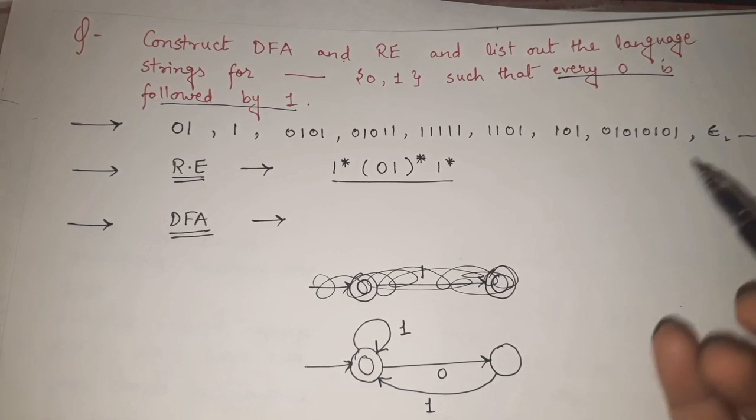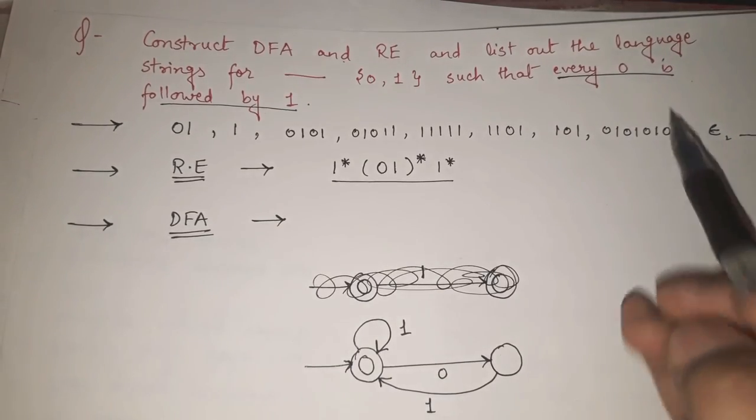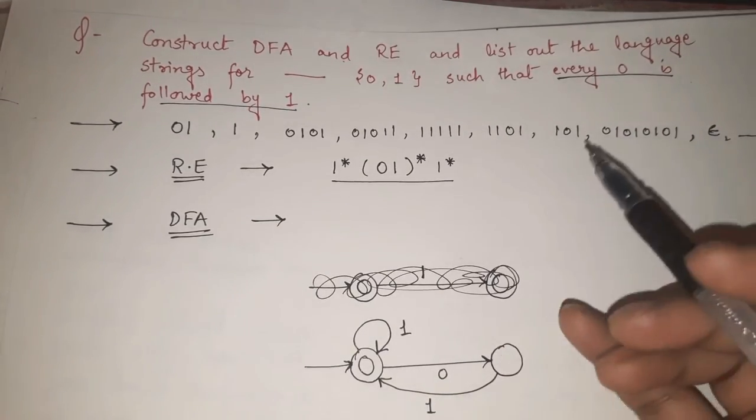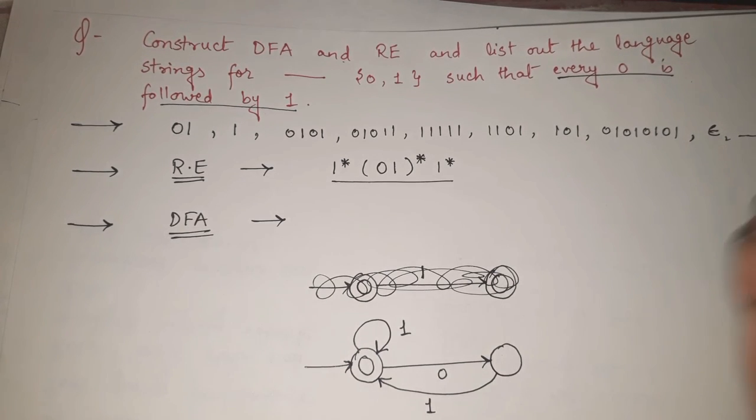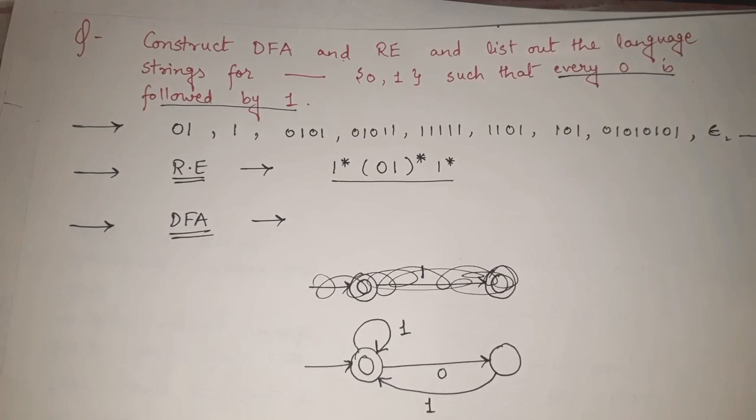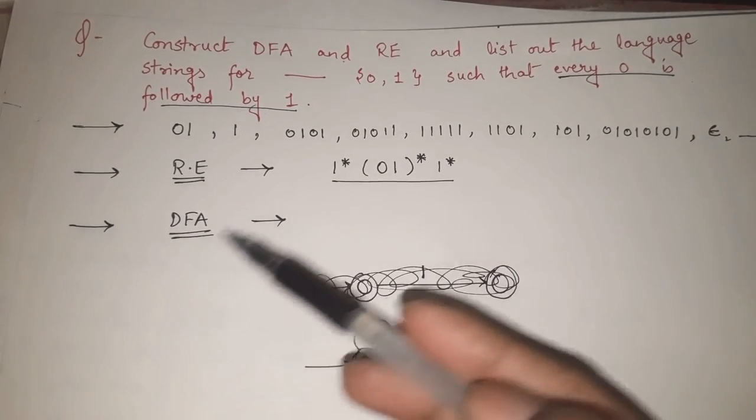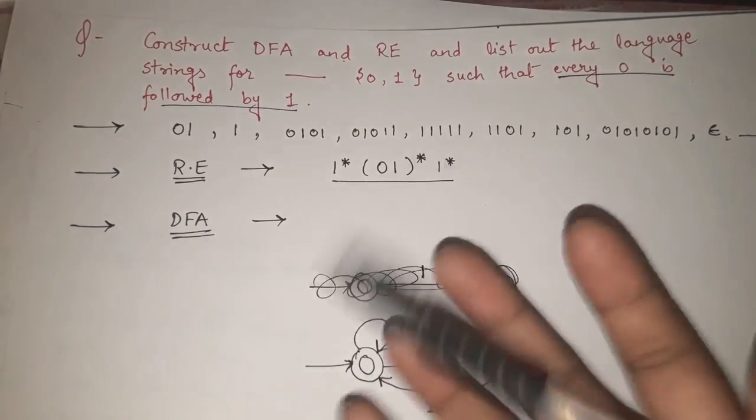So as I told, this is the whole procedure that we have seen for every 0 followed by 1. But if the question is modified a little bit, then also, if you got the whole procedure of how we did things, you will be able to do that too. Fine. I hope this video was helpful. I hope you understood how to make a DFA, how to write the RE, and how to list out the strings.